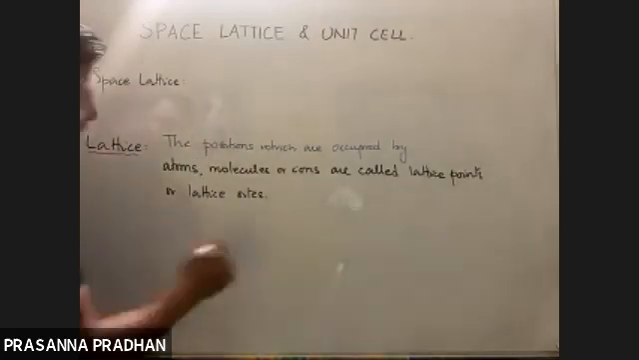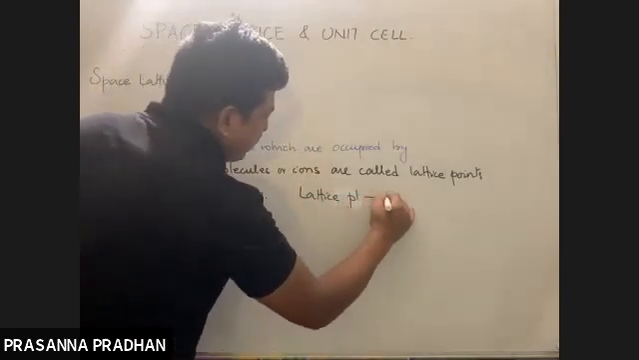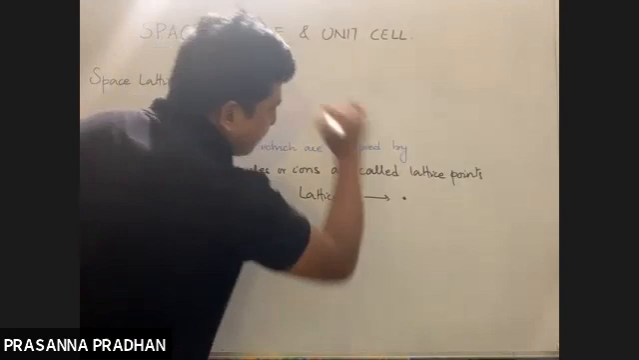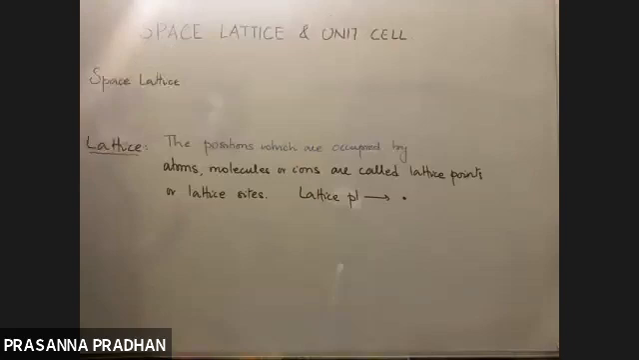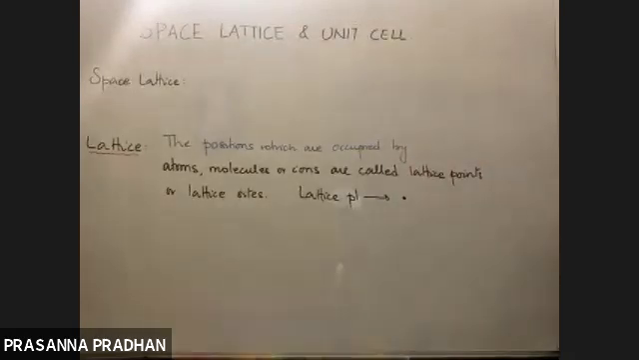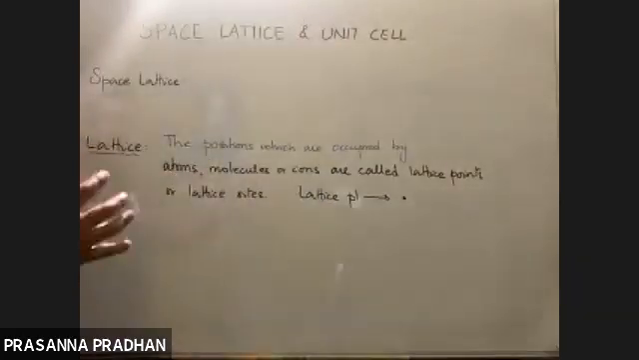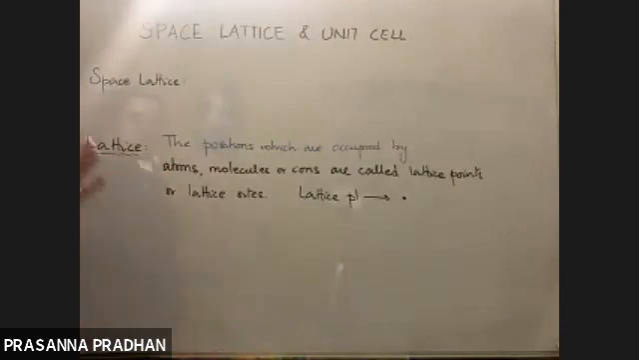Okay, and these lattice points are normally indicated by a dot. So what is the lattice? The positions which are occupied by atoms, molecules or ions are called lattice points or lattice sites. Lattice point means there should be a regular arrangement, right? And this arrangement or positions are shown by some dots which are known as lattice points.